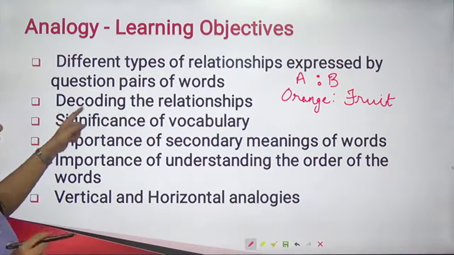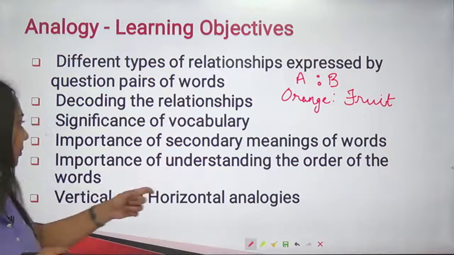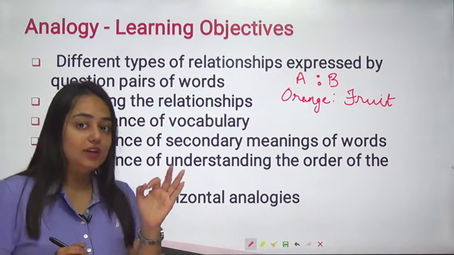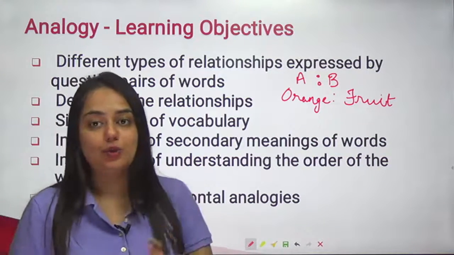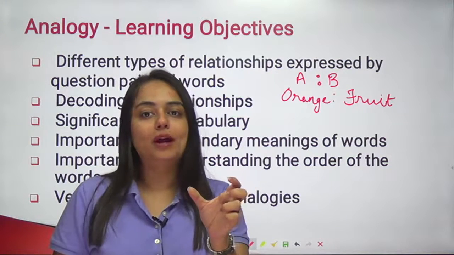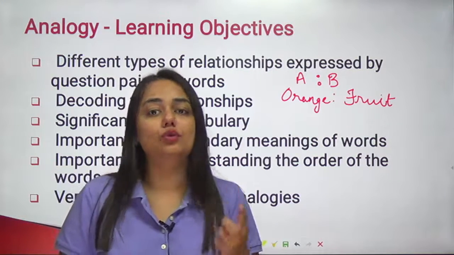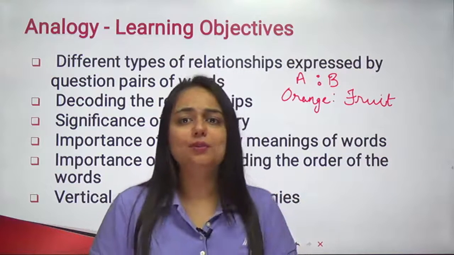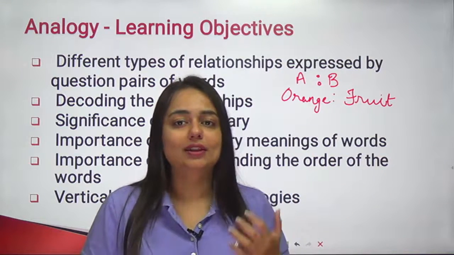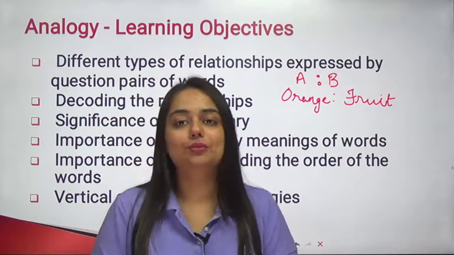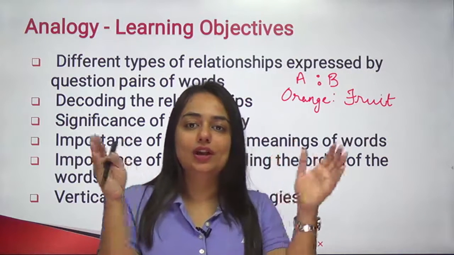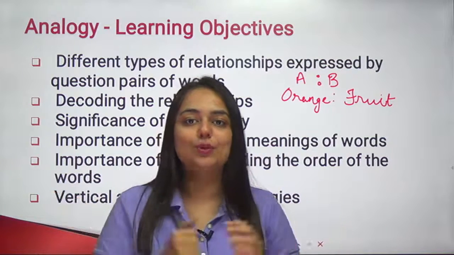So decoding the relationship is the first step, right? The significance of vocabulary is something that we all know is very important for analogy questions. Let's say you are given a pair of two words, and what if you do not know the meaning of one of those two words? You won't be able to proceed with the question. There is no meaning in looking at the options, because if you do not know the meaning of both the words given in the question, how will you decode the relationship between them?